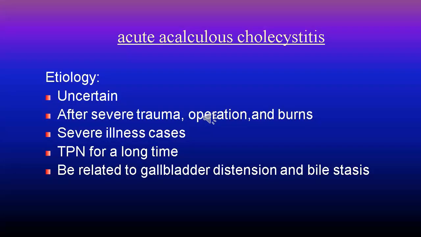The other category, which represents about 5% of acute cholecystitis, is acute acalculous cholecystitis. We found that an inflamed gallbladder without gallstones occurs in about 5% of cases. In the absence of gallstones, it may develop gangrene and empyema, but less than acute calculous cholecystitis. It usually occurs after trauma, burn, long-term total parenteral nutrition, or aortic aneurysm repair.